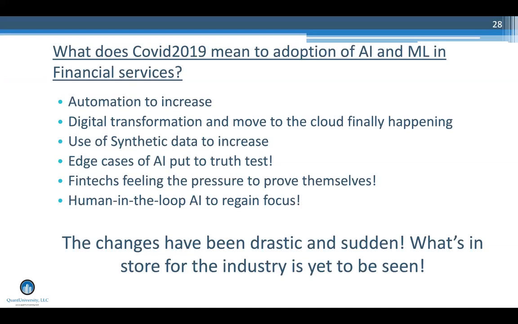And that's where the cloud is going to come into play, and we're going to see a lot of use cases move into the cloud. The third thing is use of synthetic data. There's a lot of debate about what synthetic data actually means, and I'm going to give you some examples at the end of this discussion. But you are going to see a lot of newer data sets being generated.